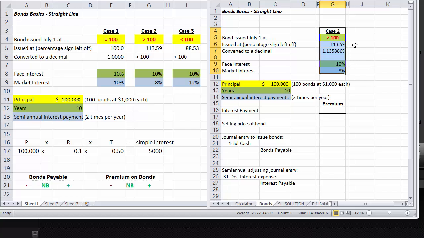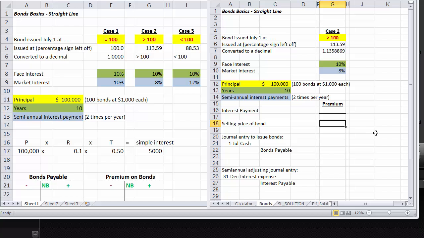Now, based on our present value calculations, the actual price that we should be selling the bond for is at 113.59. Now, keep in mind that the percentage signs are left off, so when you do convert this to a decimal, it actually is 1.1358869. Now we would have to do our detailed present value calculations of our principal and all our payments over the life of this particular bond, but this is already done for us.